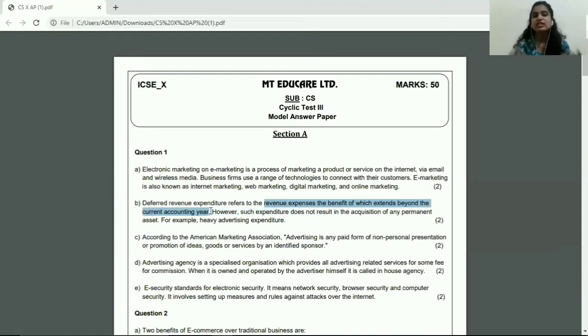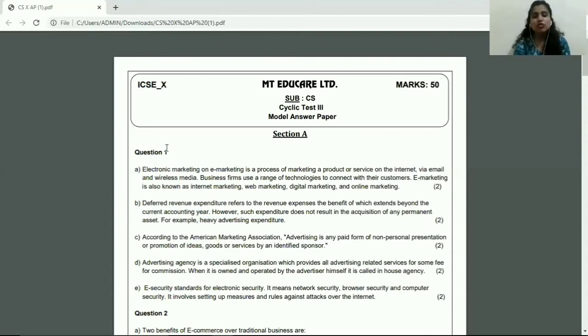So these are the keywords that must be there when you're writing the meaning of deferred revenue expenditure. You can also add examples. This will only enhance your answer. So heavy advertising expenditure is an example of deferred revenue expenditure. Try to again write 2 to 3 sentences to explain the concept of deferred revenue expenditure. So if you've written all of this, you earn your 2 marks.